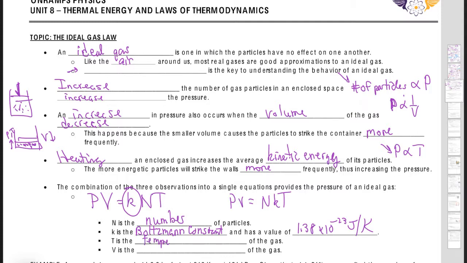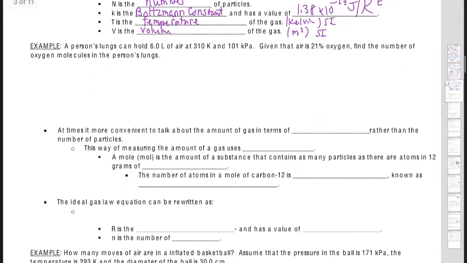One thing to note, because the constant is in Kelvin, your temperature needs to be in Kelvin. And V is the volume of the gas. Your volume needs to be in cubic meters, right? Again, we need to focus on SI units. Kelvin is the SI unit for temperature, cubic meters is the SI unit for volume. And so here's an example using this version of the equation.